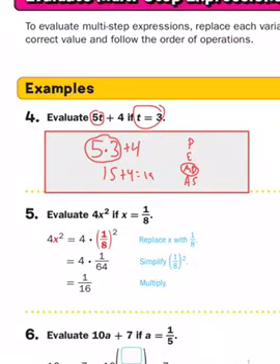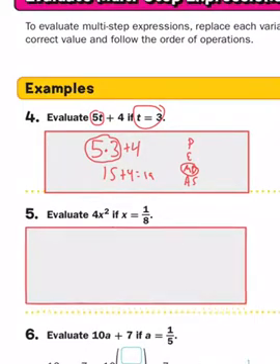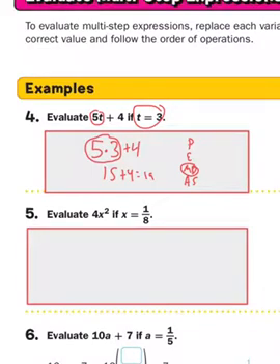Okay, now this next one is actually a little tricky. So watch what I do here, because I think you have an example like this or a problem like this to do on your own below. So this one says evaluate 4 times x squared if x equals 1/8. So watch what I'm going to do. First off, I'm going to substitute 4 times 1/8 squared. Now, I put 1/8 in parentheses, so I know I'm squaring the whole thing.